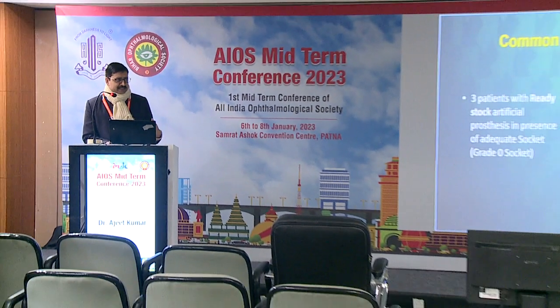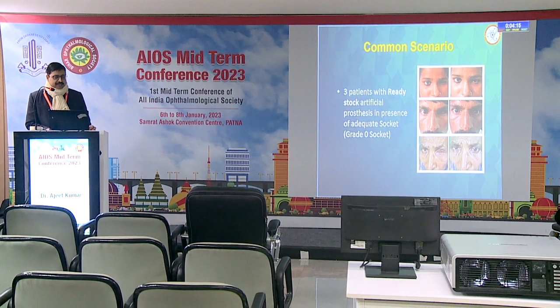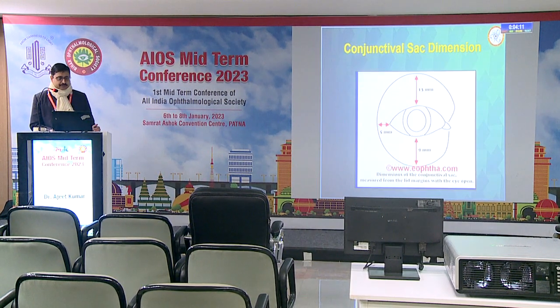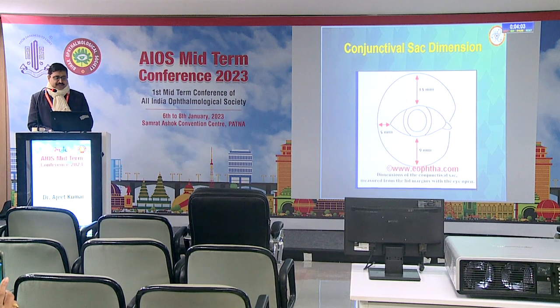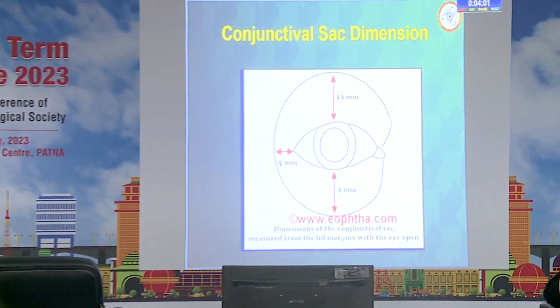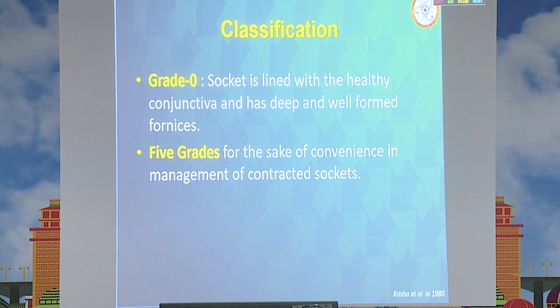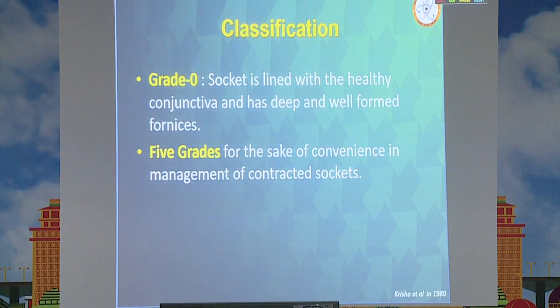So a common scenario is whenever a patient comes to us, we give a ready stock artificial prosthesis in the presence of an adequate socket, which is called a grade 0 socket, where we have an adequate 13 millimeter of superior fornix depth, 9 millimeter of lower fornix depth, and a grade 0 socket is also lined with healthy conjunctiva, and has deep and well formed fornices.